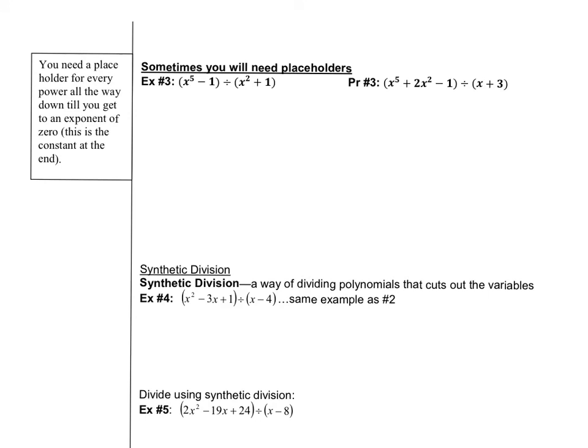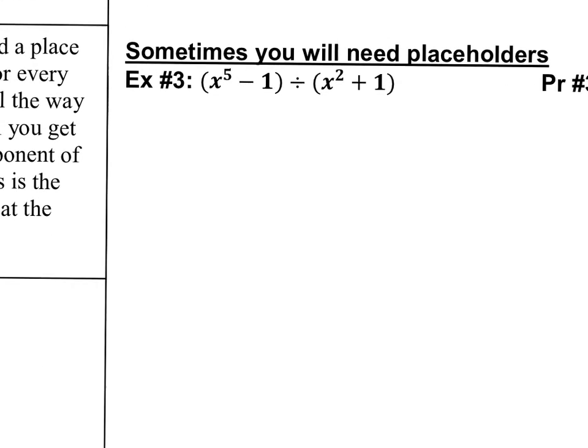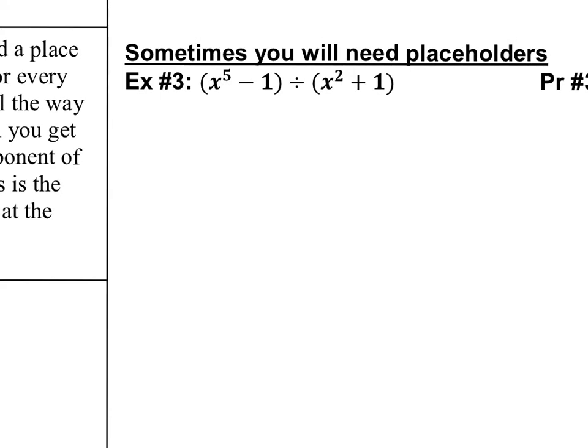And now we can see a situation where we're going to need some placeholders. So I'll show you what that looks like. It's going to get a little crazy here, but that's all right. I think you're up for the challenge. So let's go for it. Okay, so I'm going to divide this x to the 5th minus 1 divided by x squared plus 1.